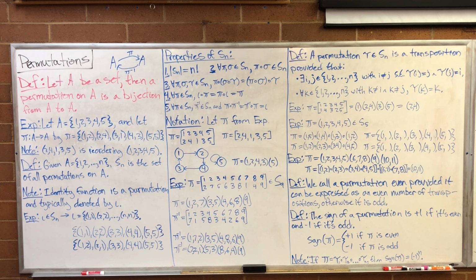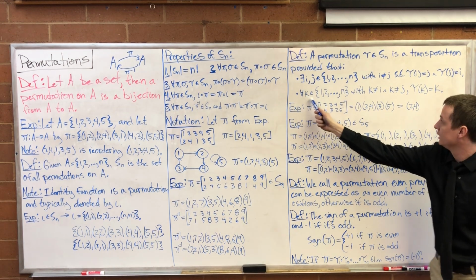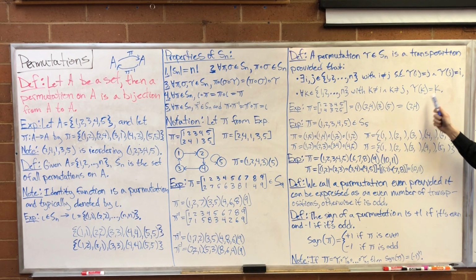Okay. So yeah, there exists I and J in that set with I not equal to J such that I maps to J and J maps to I. And for any other element K that's not I and not J, K just maps to itself. Make sense? That's a transposition.